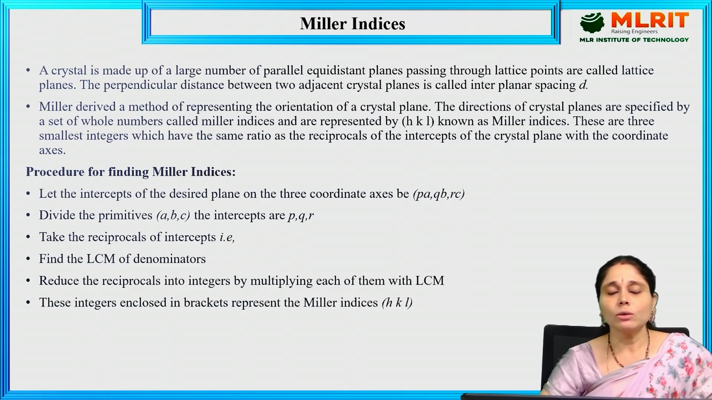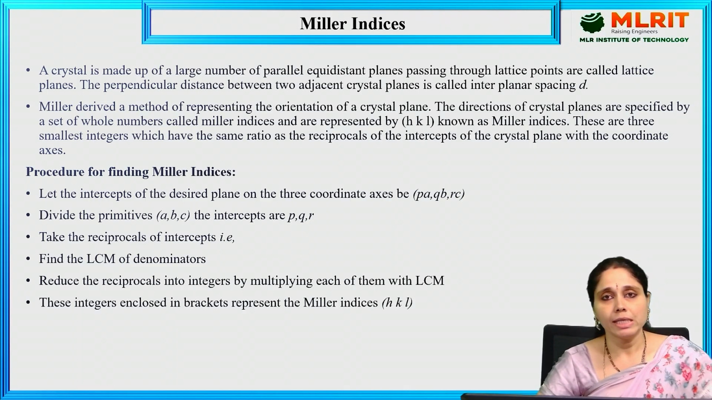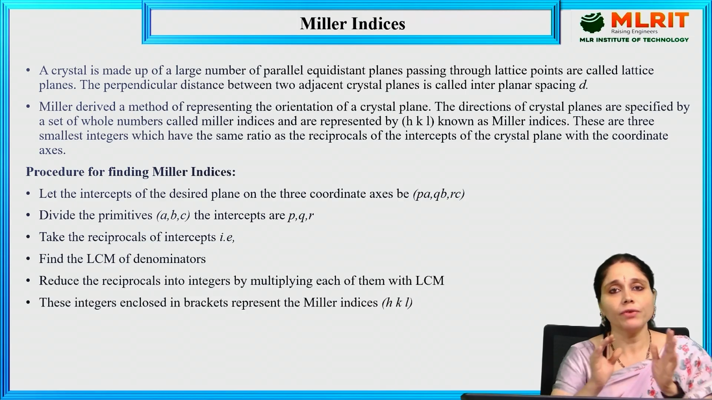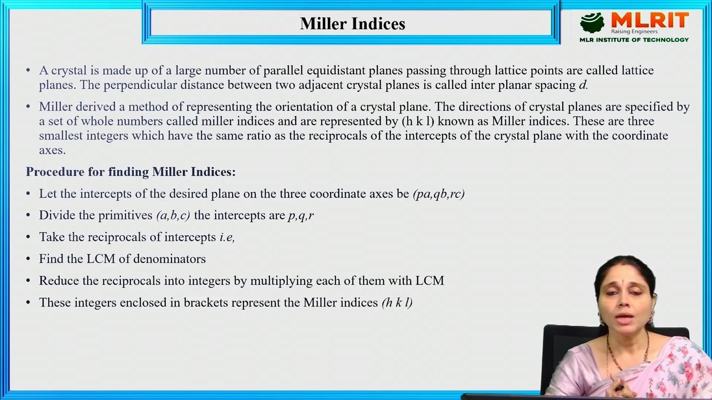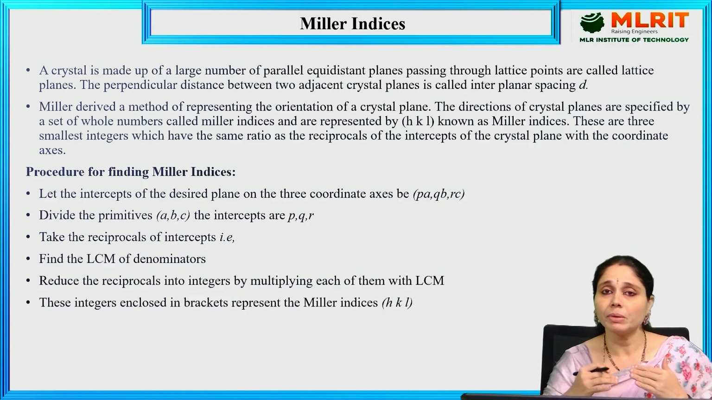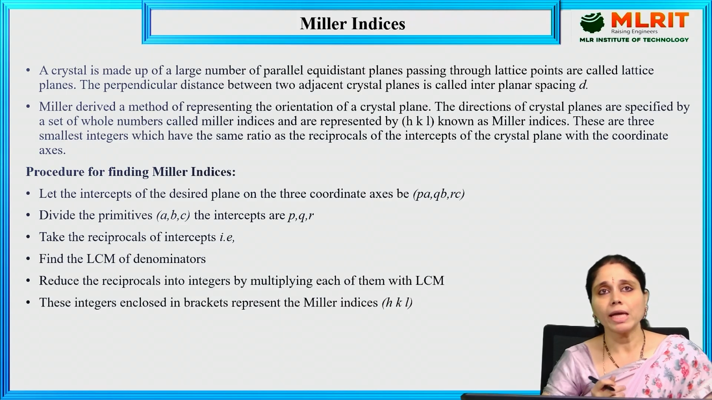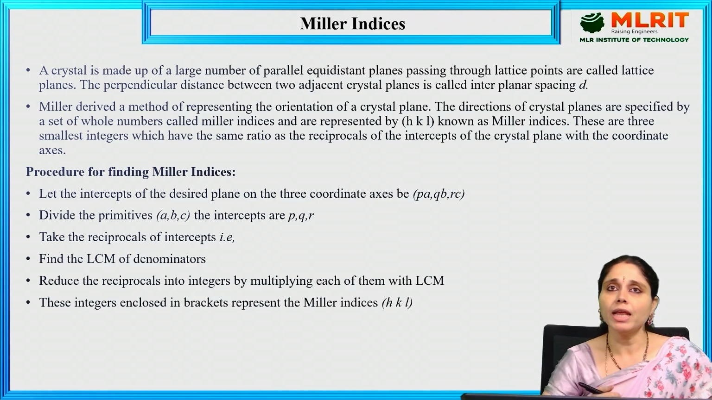Now, coming to another topic called Miller indices. What are Miller indices? Representation of planes of crystals, or planes of a cube, we can say. This is simply a representation of planes of a crystal. So a crystal is made up of a large number of parallel equidistant planes passing through lattice points, which are called lattice planes.